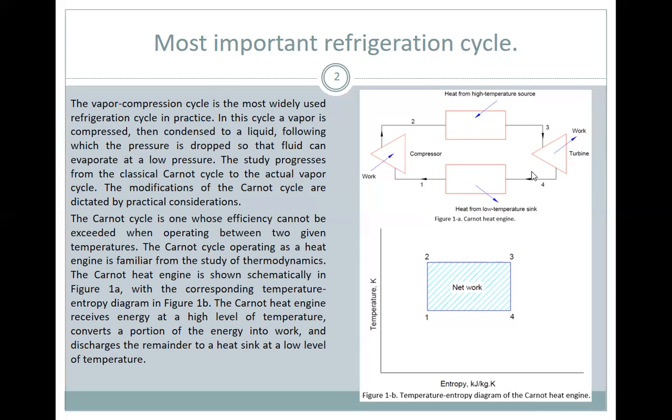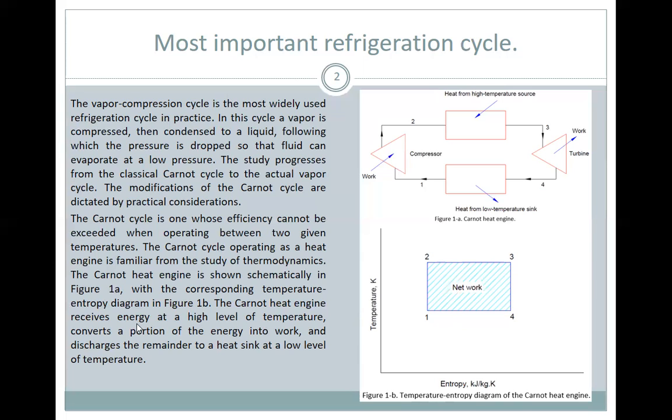Sa kanina, kasi kanina refrigeration. So, 3 to 4, production ng work or power. So, ito yung temperature entropy diagram. This is a box. 1 to 2 is compression. 2 to 3 is heat addition. 3 to 4, turbine, expansion. Then, 4 to 1 is heat rejection.